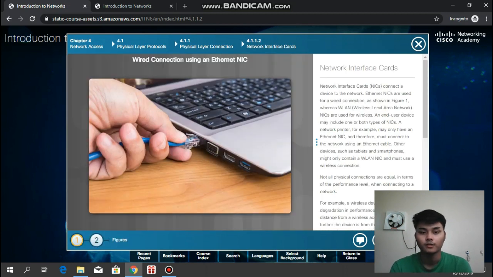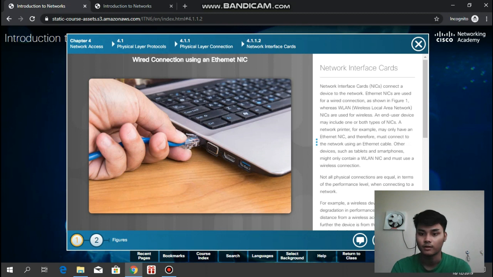Here we have the wired connection using Ethernet network interface cards, which connect a device to the network. Ethernet NICs are used for wired connections, as shown in figure 1. As you can see in figure 1, a WLAN NIC can connect to the wireless local area network and is used for wireless. An end user device may include one or both types of NICs. A network printer, for example, may only have an Ethernet NIC and therefore must connect to the network using an Ethernet cable. Other devices such as tablets and smartphones may only contain a WLAN NIC and must use a wireless connection.